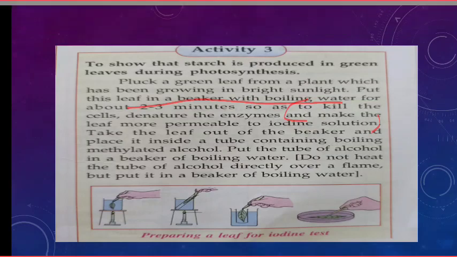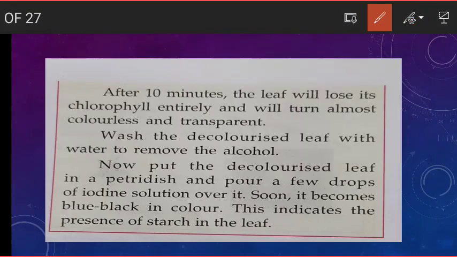You will observe that after 10 minutes, the leaf will lose its chlorophyll entirely and will turn almost colorless and transparent. So wash the decolorized leaf with water to remove the alcohol. Now put the decolorized leaf in a petri dish and pour a few drops of iodine solution over it. What will happen? Soon it will become blue-black in color, and this indicates what?